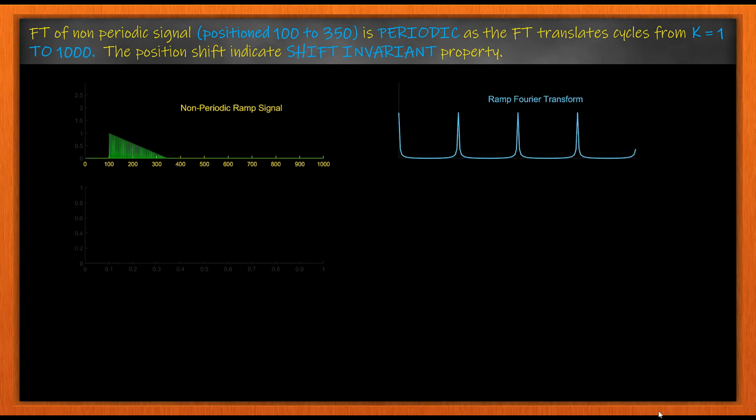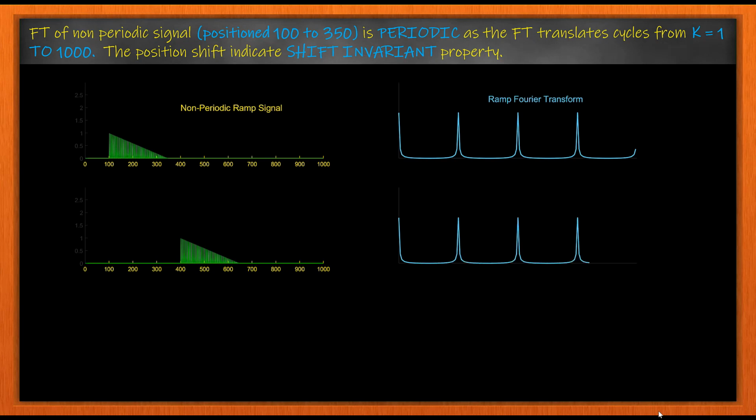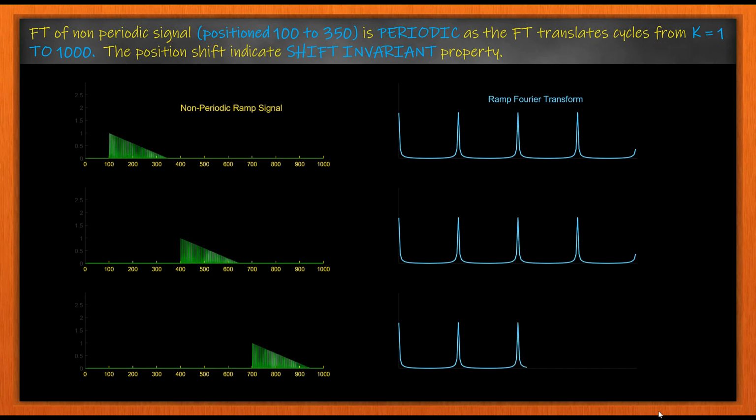This short duration non-periodic signal leads to periodic Fourier transform. The shift in the signal position is not altering the Fourier transform, which is your shift invariant property.